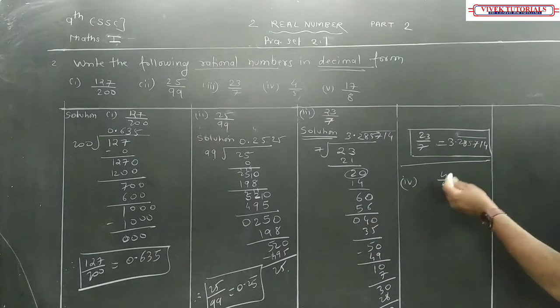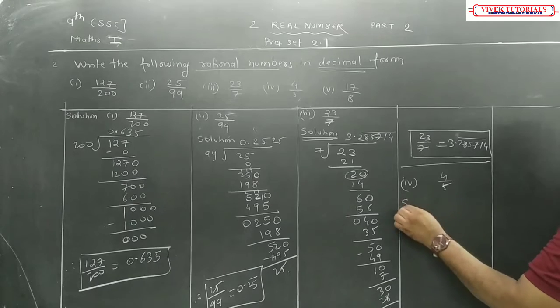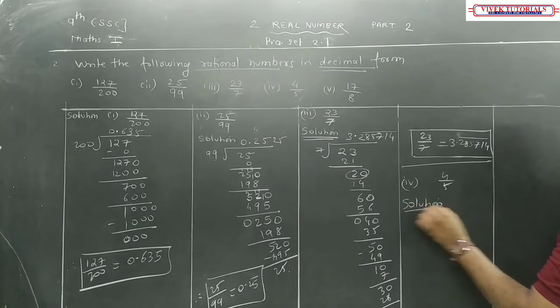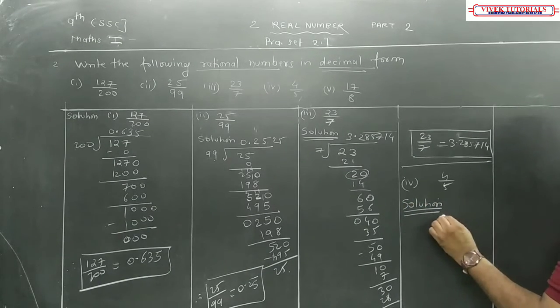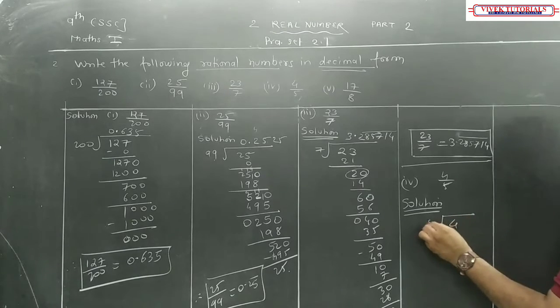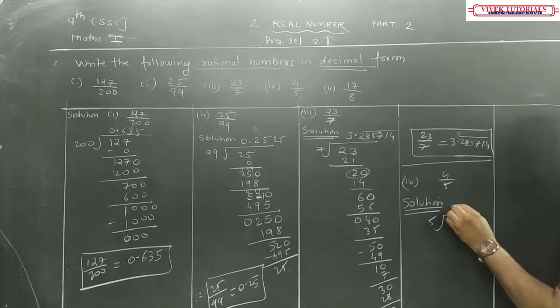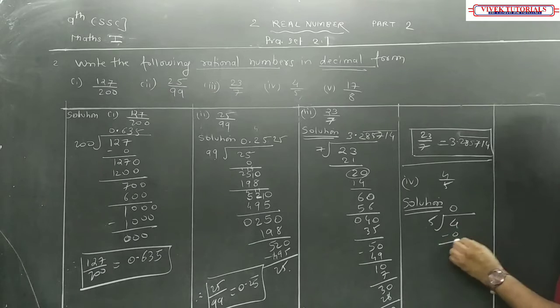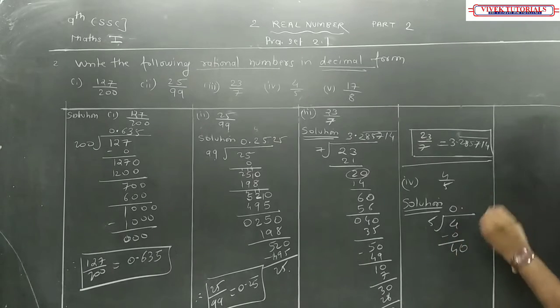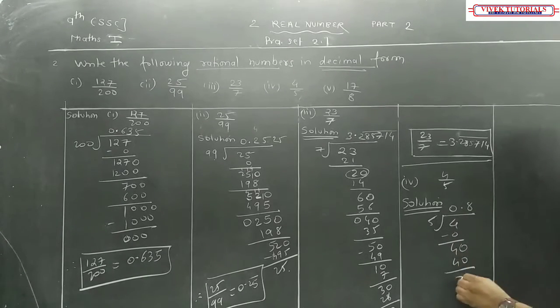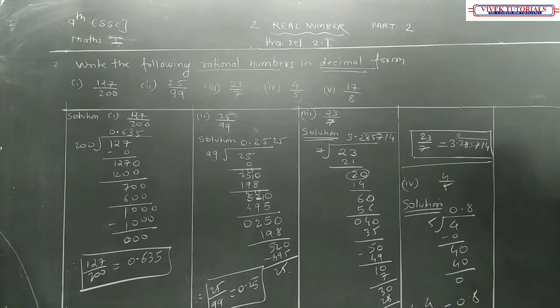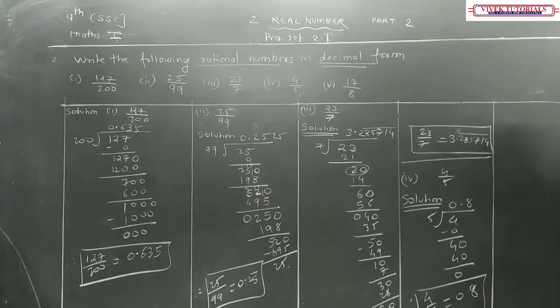Now 4/5 will be terminating for sure, so what would I write as solution? 4 divided by 5, 4 is less, so I'll take 0. Now 4 becomes 40, 5 8s are 40, 0. So what is the answer? 4/5 is equal to 0.8. Have you understood this now?